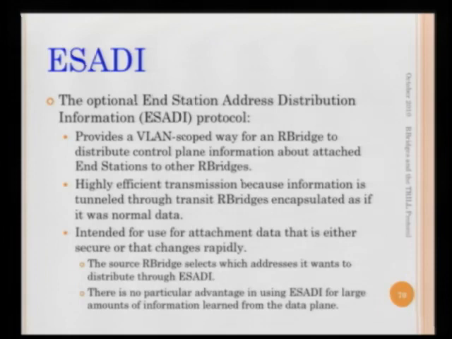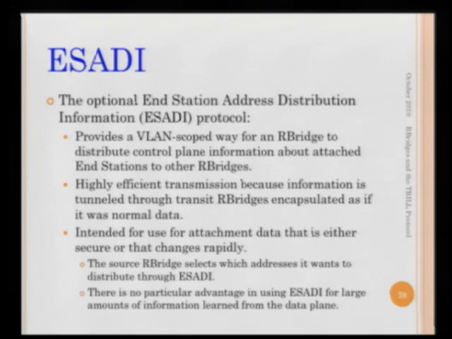So it's really intended for use for attachment data that's either secure, so you want to communicate it securely, or that changes rapidly. I didn't mention, but actually the IS-IS control messages and also the ASADI messages can have a message authentication code in them. So if you've learned some attached end station through some cryptographic registration protocol, and you want to really reliably transmit that to other RBridges, if you use ASADI, you can also include a message authentication in the ASADI frames. And that way, the other end, when they verify that, has a really high level of confidence in that end station address attachment information.